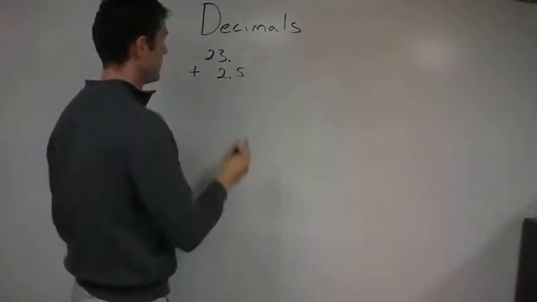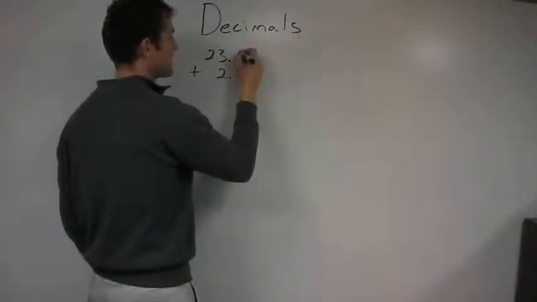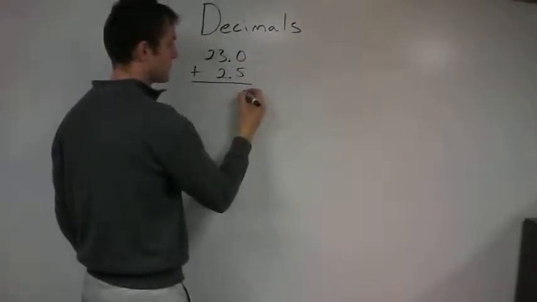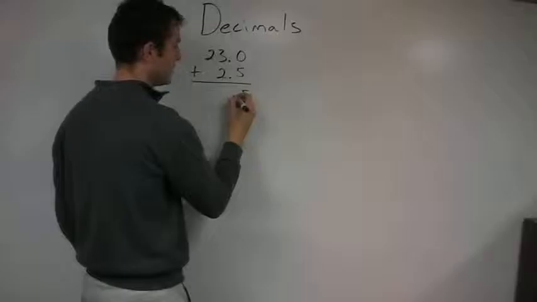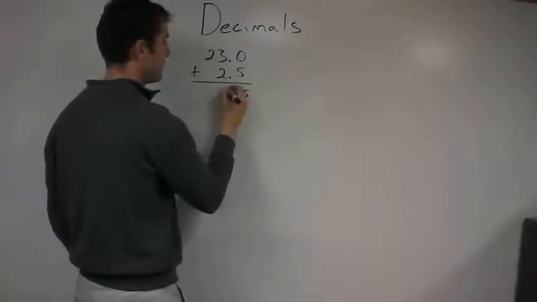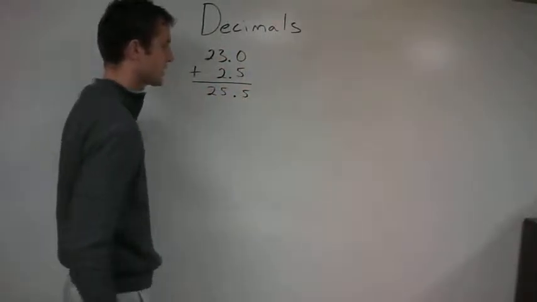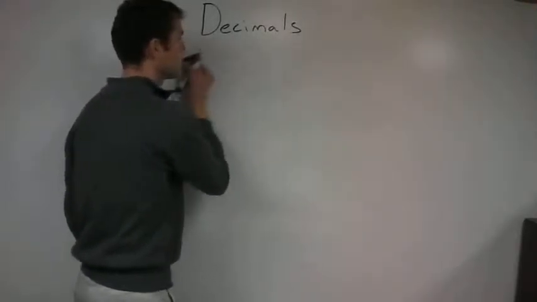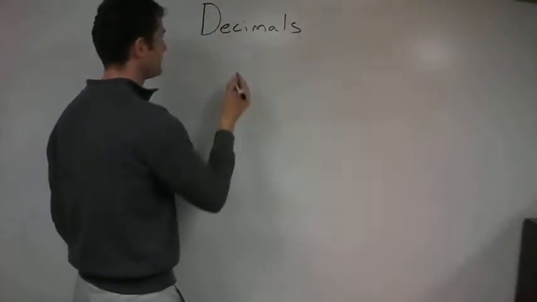Now, notice if I would like, I can place a placeholder here, 23.0. 0 plus 5 is 5. I drop down the decimal, exactly where it is. 3 plus 2 is 5. 2 plus 0 is 2. So I have 25.5.